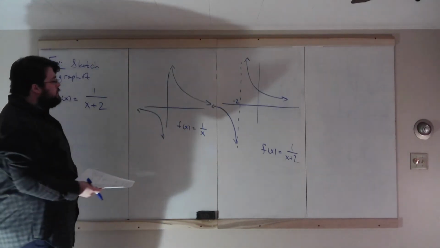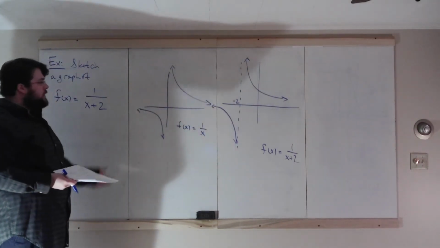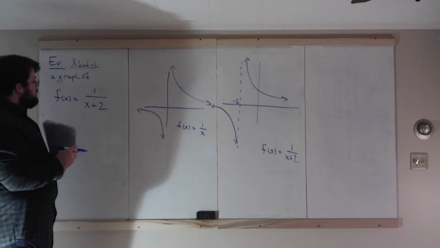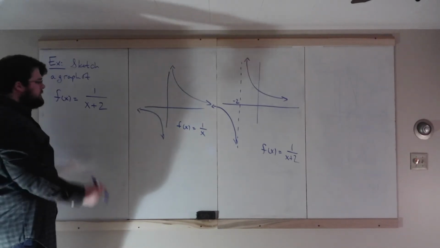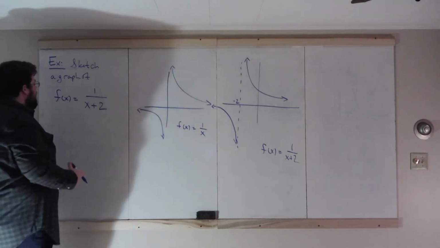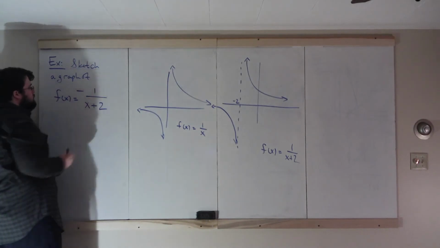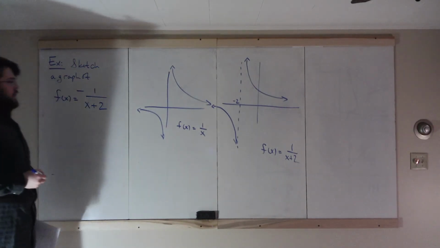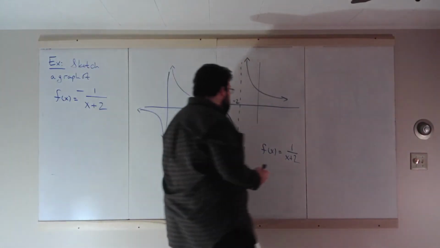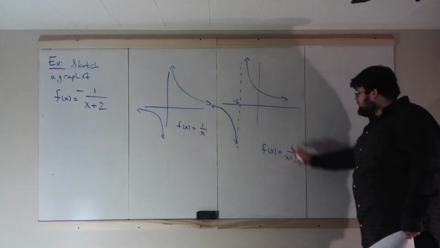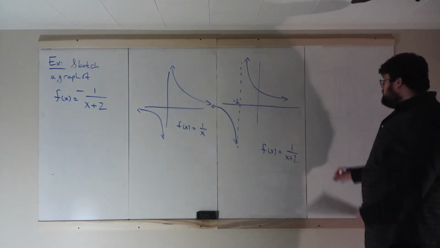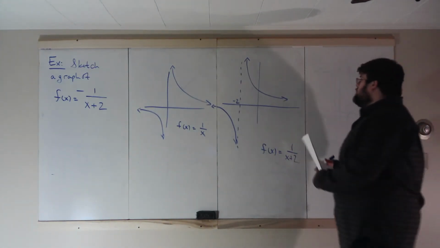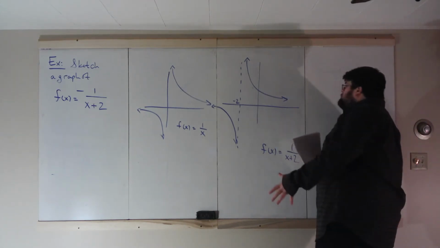Now, what else can we do with this one? There's one other transformation we haven't really considered. So let's do that here. Let's add another thing to this. Let's throw a negative sign on. What does that negative sign do? Well, it takes this function and makes all of the y values negative. So it takes this, makes all y values negative.